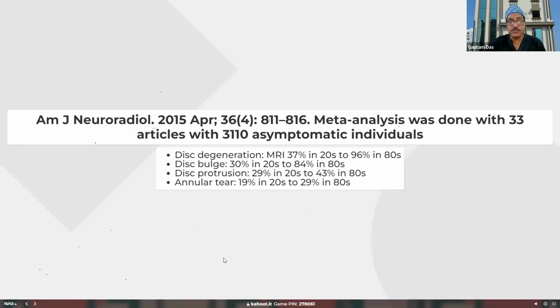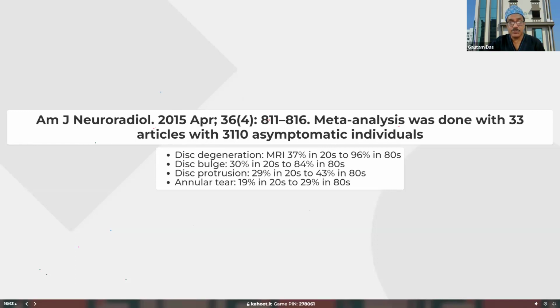This is a very, very important slide. And even after 2015, a lot more data is available which supports the same findings. That means more than 50% of patients have an asymptomatic prolapsed disc. They don't need any treatment unless there is a red flag or unless it becomes symptomatic. You have to identify other sources of pain generators.